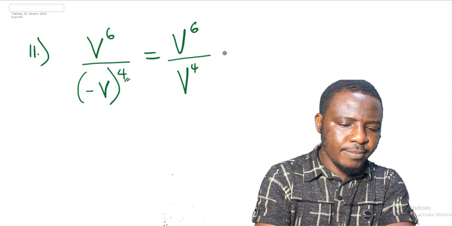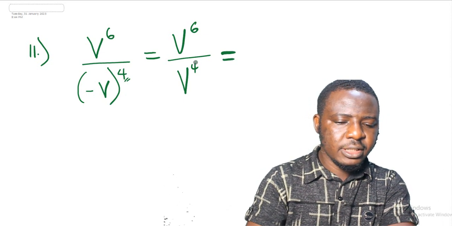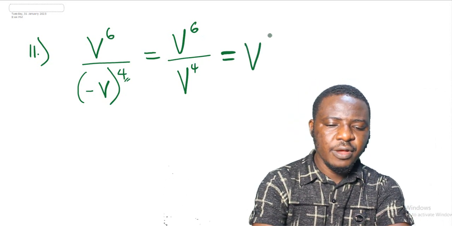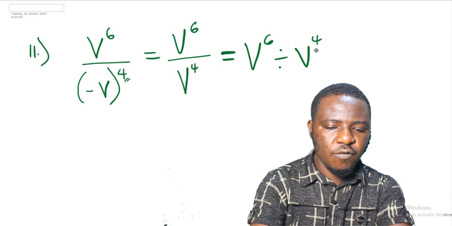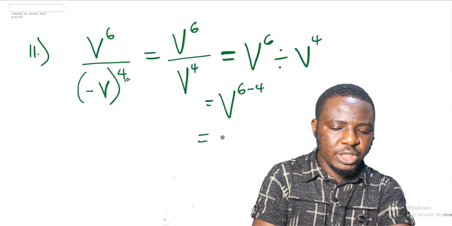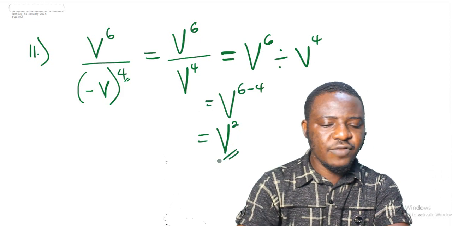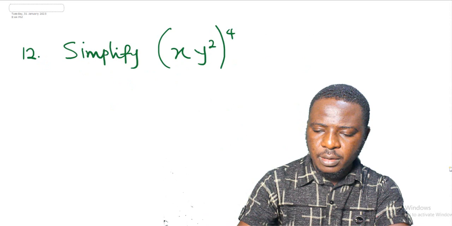So with that, if you simplify this, it is said to be the subtraction law. This can be said to be v to the power 6 divided by v to the power 4, and this can be simplified to v to the power 6 minus 4, which is v to the power 2. That's v squared. So v squared is our answer.